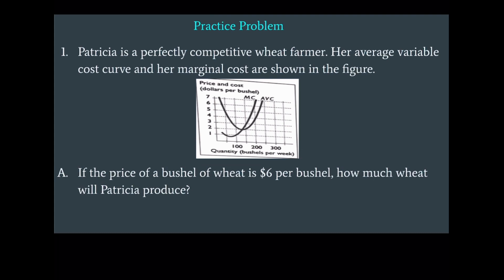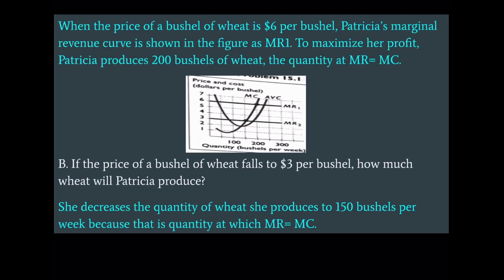Practice problem. Patricia is a perfectly competitive wheat farmer. Her average variable cost curve and her marginal cost are shown in the figure. If the price of a bushel of wheat is $6 per bushel, how much wheat will Patricia produce? When the price is $6 per bushel, Patricia's marginal revenue curve is shown in the figure as MR1. To maximize her profit, Patricia produces 200 bushels of wheat, the quantity at which MR is equal to MC.